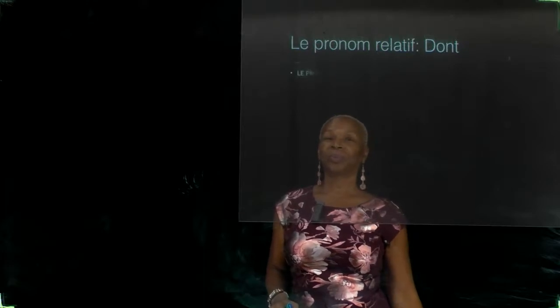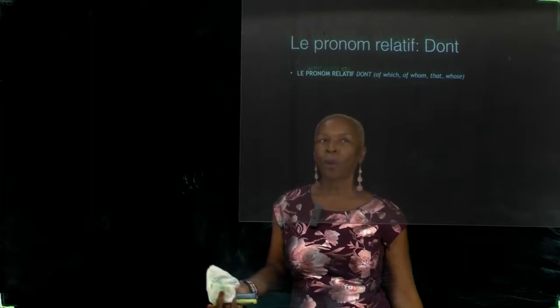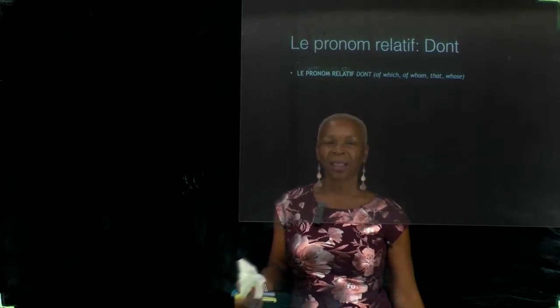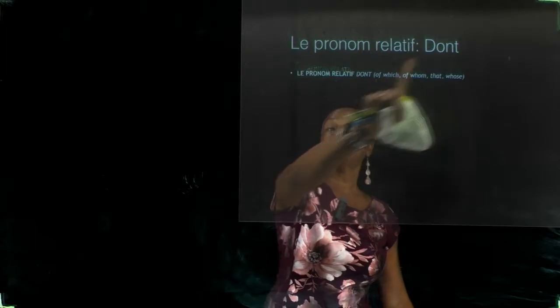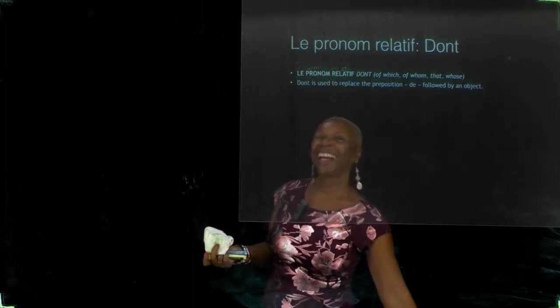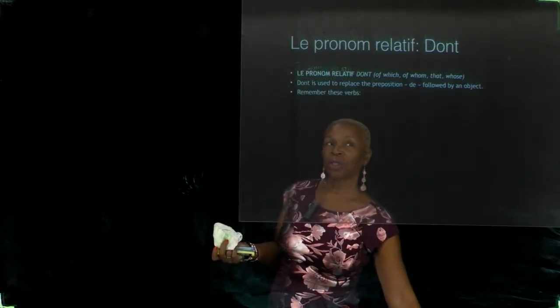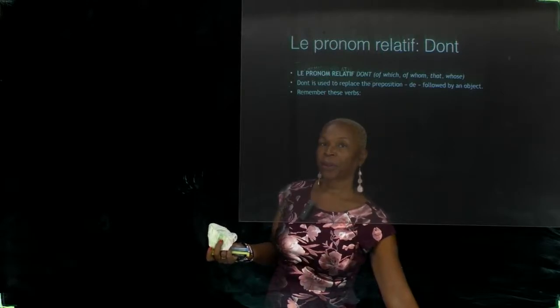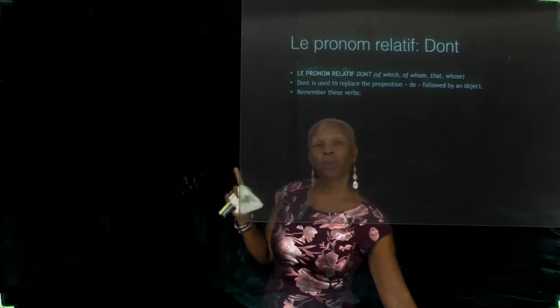Pronom dont. Okay? Dont means of which, of whom, that, whose. And that de is in the dont. That's why it's on. Okay, so dont is used to replace the preposition de followed by an object. Okay? So remember I was telling you earlier on that certain verbs come with de.